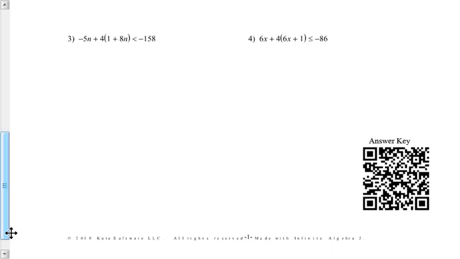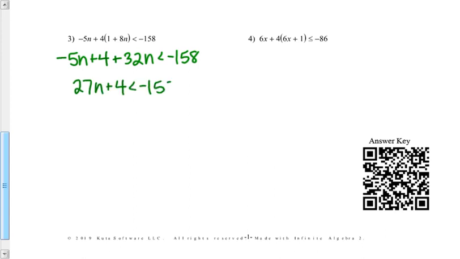On 3 and 4, it doesn't have a number line, but we're going to keep just solving like we were above. We just don't have to graph it on a number line. So I'm going to start by distributing the 4. And combining like terms, so I have negative 5n and 32n, which gives me 27n. I'm subtracting the 4, so 27n is less than, that's negative 162.